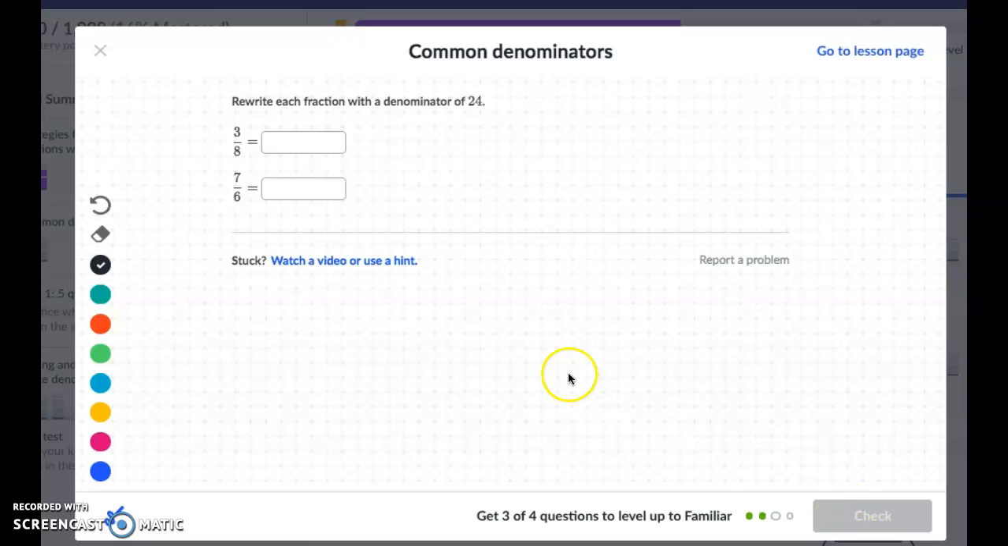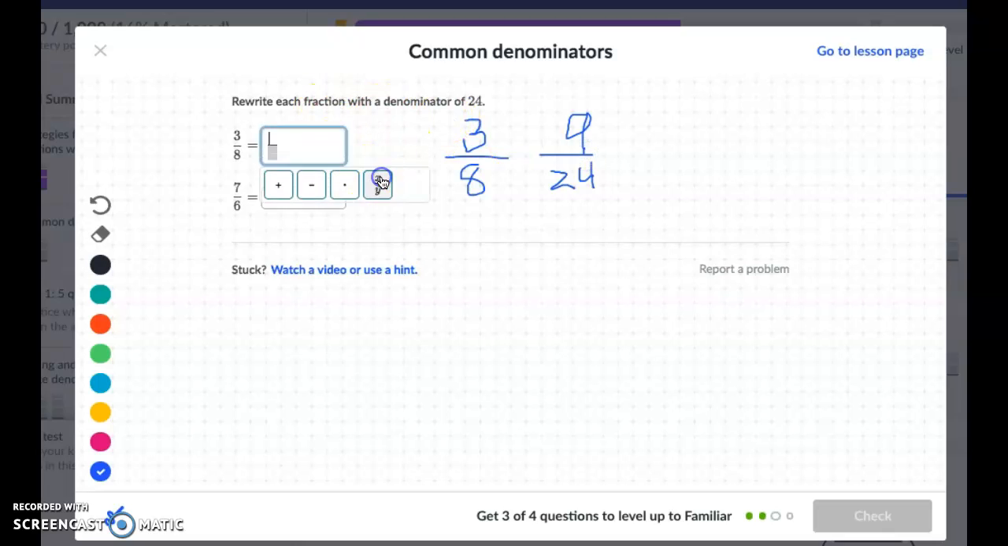Rewrite each fraction with a denominator of 24. Okay, so to think about this, we're going to take our 3/8 and we're going to make it with a new denominator of 24. Okay, so we're just making equivalent fractions. So to make an equivalent fraction, what we did here was we did 8 times 3 is 24. So then we have to do the same thing on the top. 3 times 3 is 9.